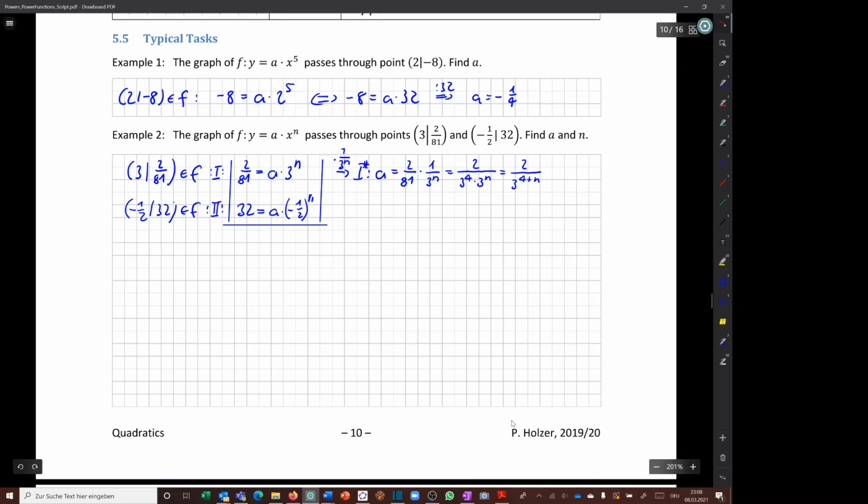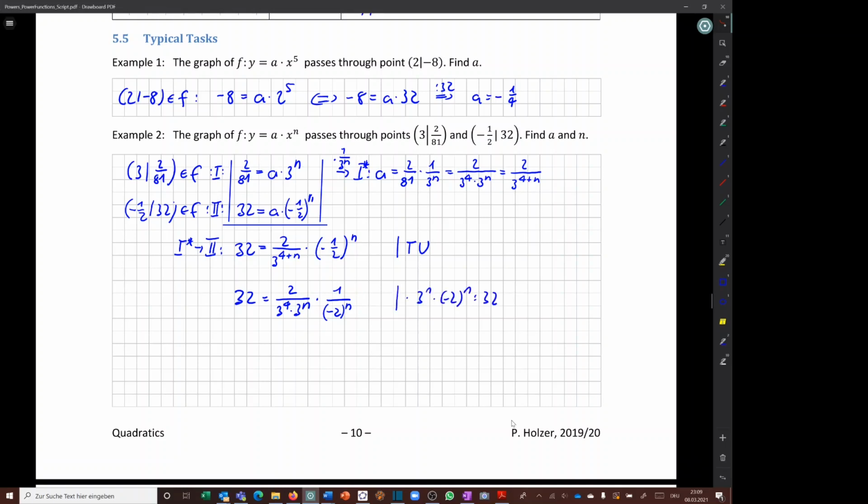Now let us insert this result for a here in number 2, and we get 32 equals, for a, this expression here times the -1/2 to the power of n. Let us rewrite the -1/2 to the power of n as 1 divided by -2 to the power of n. And now let us get all the to the power of n's on the left hand side by multiplying with 3 to the power of n and with -2 to the power of n, and then let's get the 32 on the other side by dividing by 32.